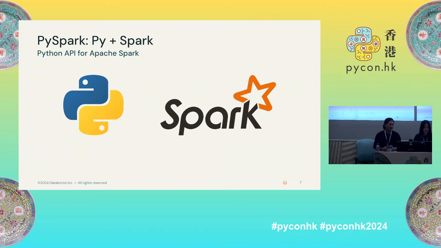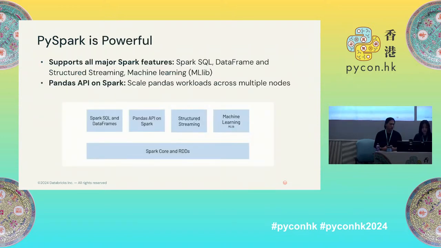Okay, so here's a brief introduction for PySpark. PySpark is the Python API for Apache Spark, and it allows you to use Python to interact with the Spark engine. And PySpark is very powerful. It supports all the major Spark features, including Spark SQL, the DataFrame APIs, structured streaming, and machine learning. And it also has this API called the Pandas Spark API, which allows you to scale your Pandas workloads across multiple machines.